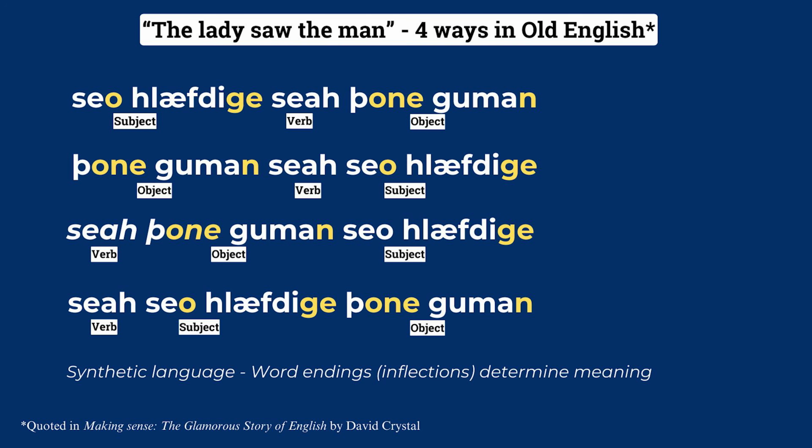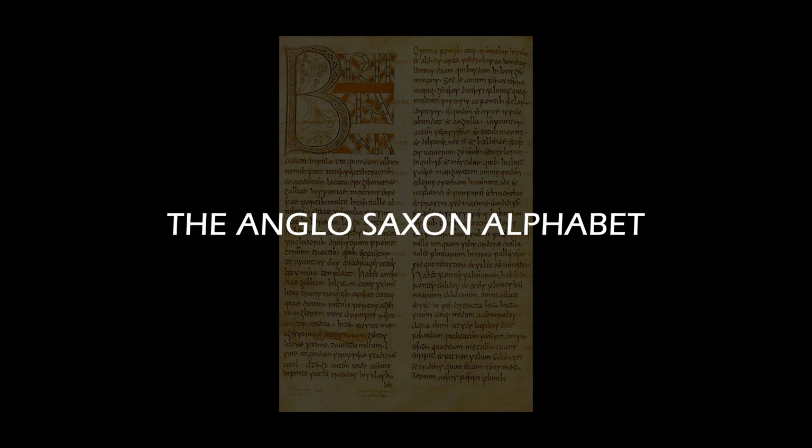I can't change the word order to the man saw the lady. That means something different. But in Old English, nouns, adjectives, and even articles had internal changes that carried grammatical information, which meant you could change words around. These are all the ways you can write the lady saw the man in Old English. In Old English, the word order can change for emphasis, rhythm, or poetic effect. It's the word endings that change.